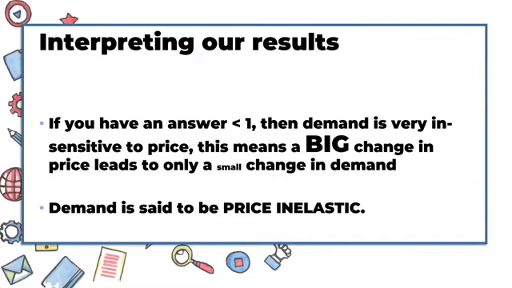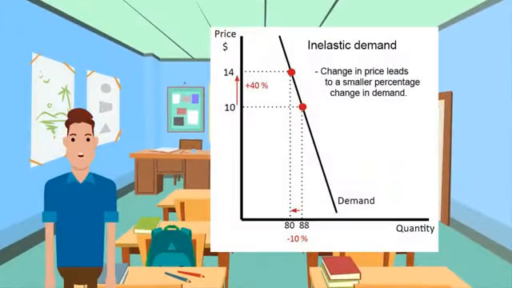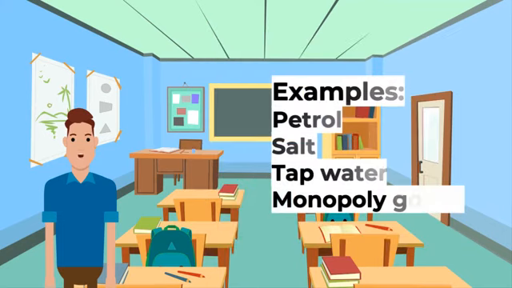Interpreting our results again, if you have an answer that is less than 1, then demand is very insensitive to price. This means a big change in price leads only to a small change in demand. Demand is said to be price inelastic. In this example of inelastic demand, a 40% increase in price has led to a 10% decrease in quantity. The PED in this case is said to be 0.25. Examples of these types of goods are petrol, salt, tap water, and generally goods that are produced by a monopoly.